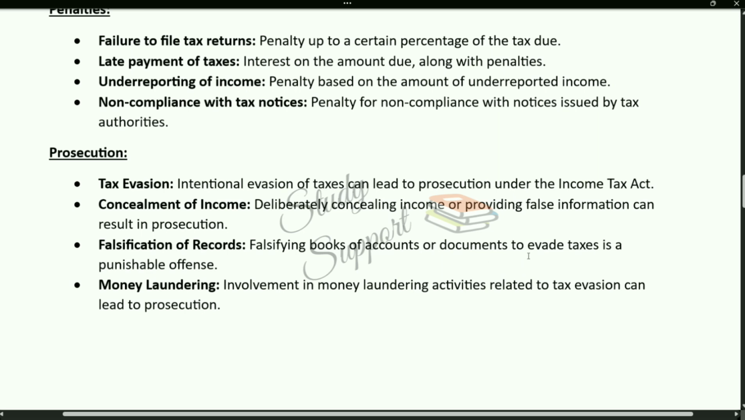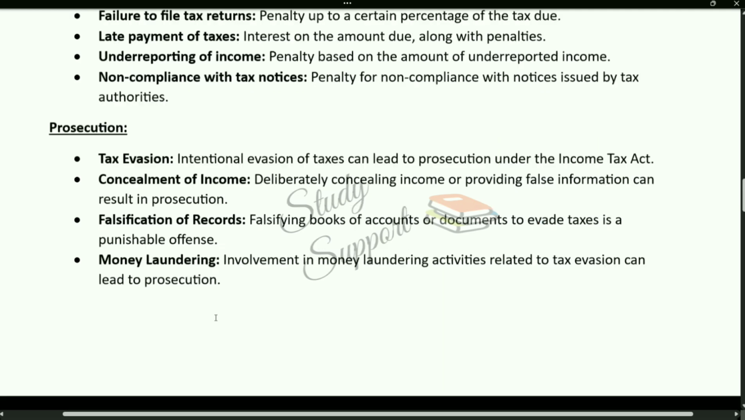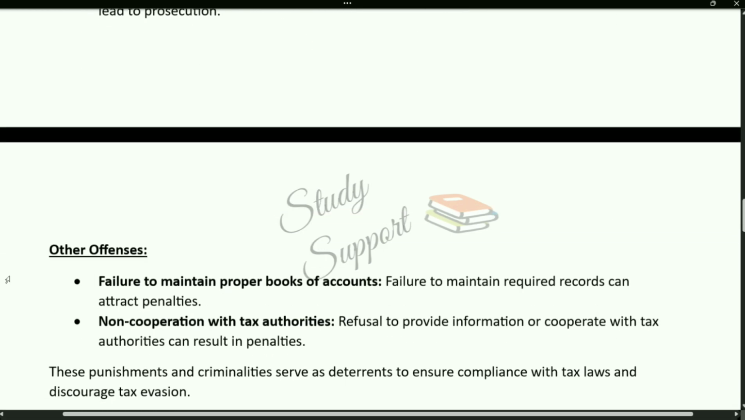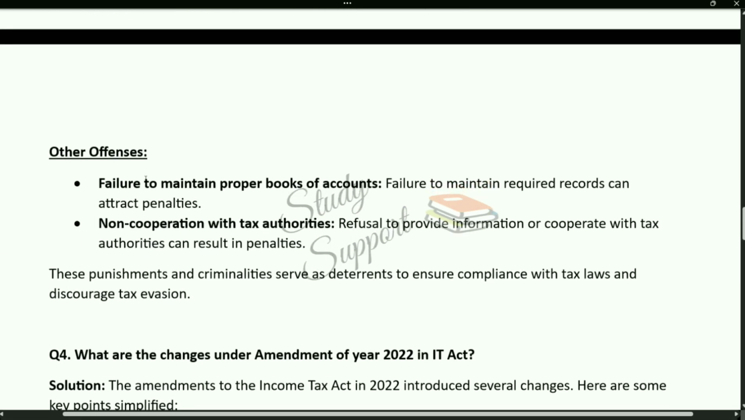Falsification of records. Falsifying books of accounts or documents to evade taxes is a punishable offense. Money laundering. Involvement in money laundering activities related to tax evasion can lead to prosecution. Other offenses. Failure to maintain proper books of accounts. Failure to maintain required records can attract penalties.